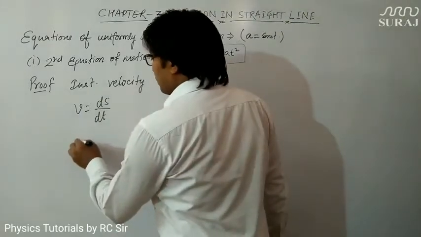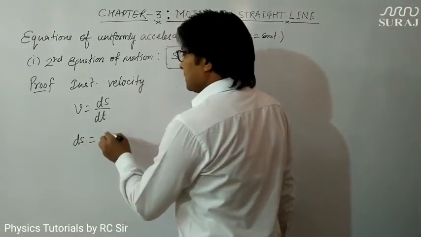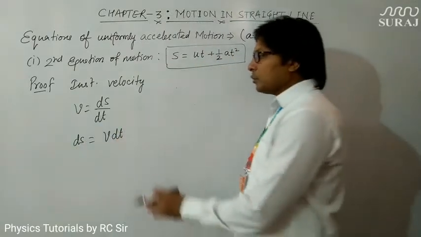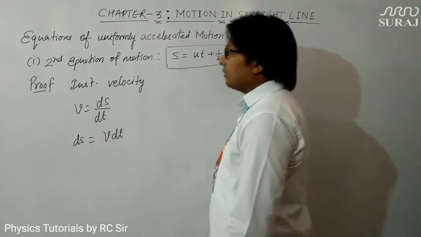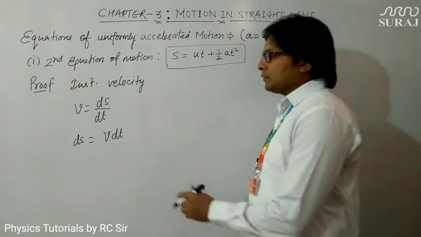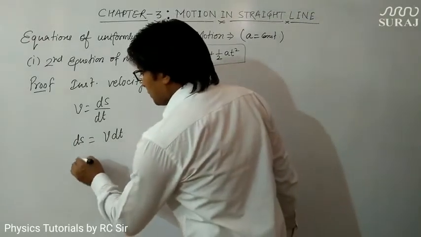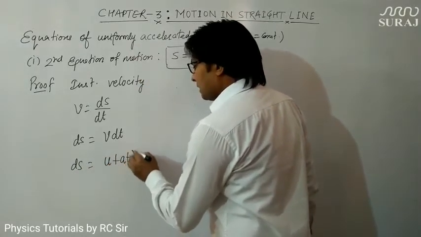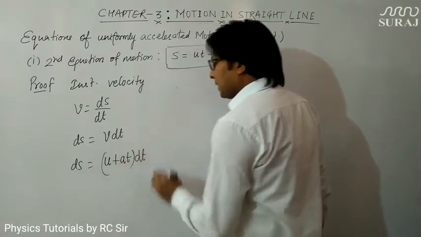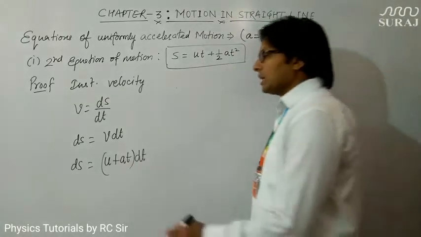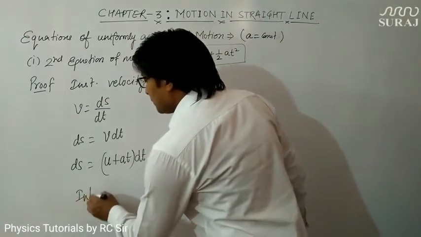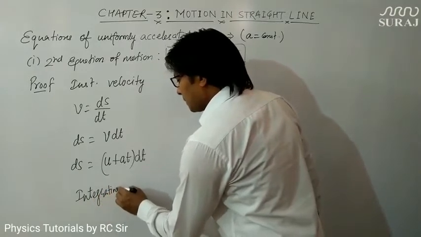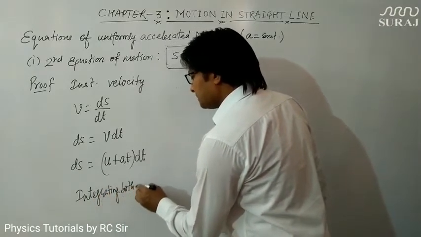Here I can write ds as v into dt, and now if I put the value of v from equation first, that is v is equal to u plus at, it will become ds is equal to u plus at into dt. Now, integrating both sides, we can get the value of displacement.